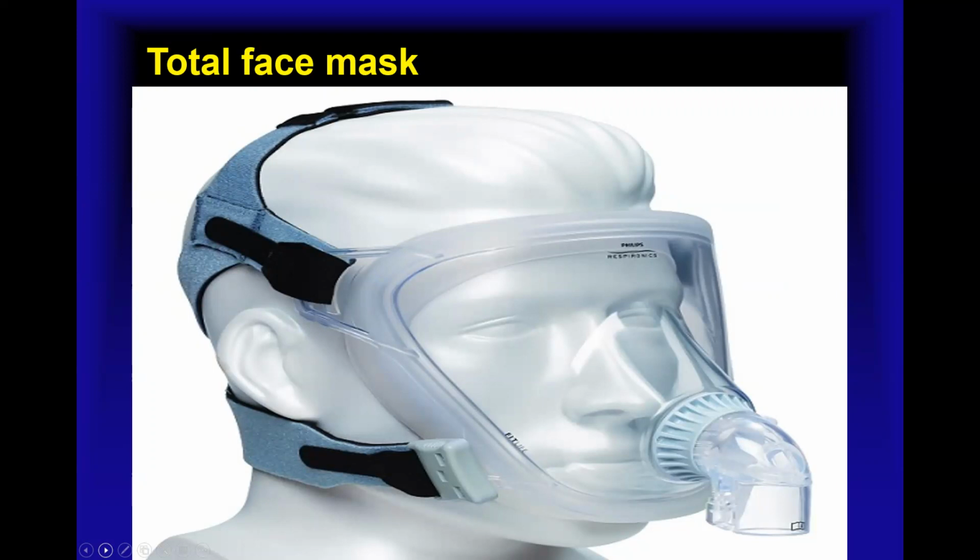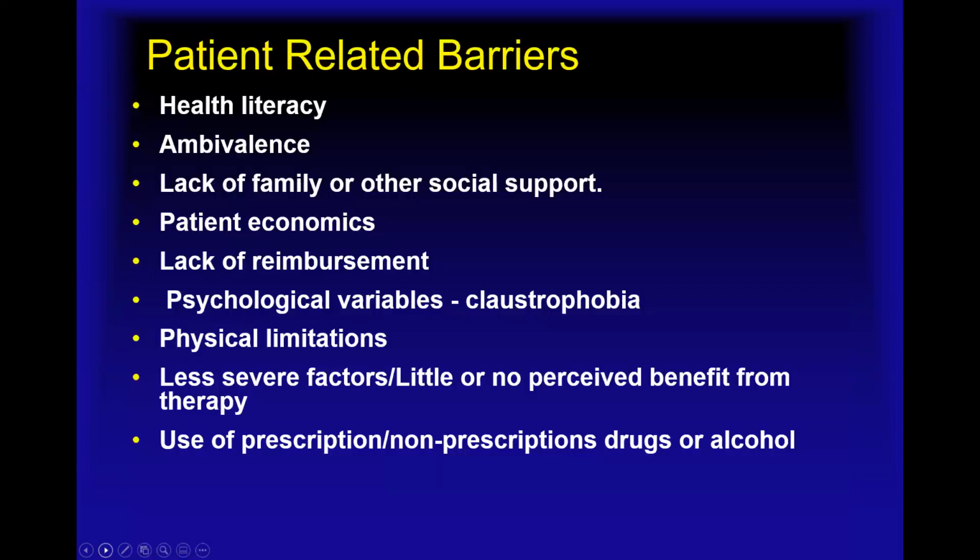These progressively cost more and more as you gravitate to these. So some of your better interfaces, and I'll put this example in as one of your better interfaces, tend to be tolerated better, but they also tend to cost more. So some patient-related barriers: health literacy, the extent to which an individual understands their condition, understands the basics of the related anatomy that could help them understand the rationale for their treatment.